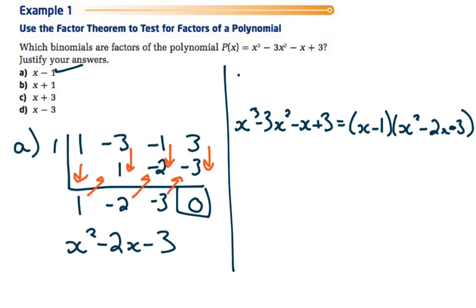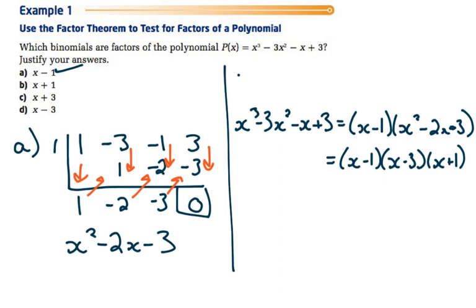At this point, we can look at x squared minus 2x minus 3, and we can actually factor that down without using synthetic division because we have a quadratic. Two numbers that multiply to negative 3 and add to negative 2, that would be negative 3 and 1. And at this point, we can see all of the factors of this polynomial.